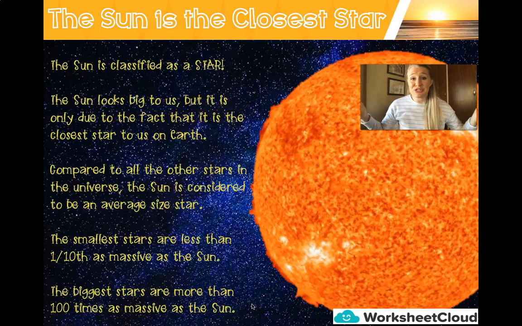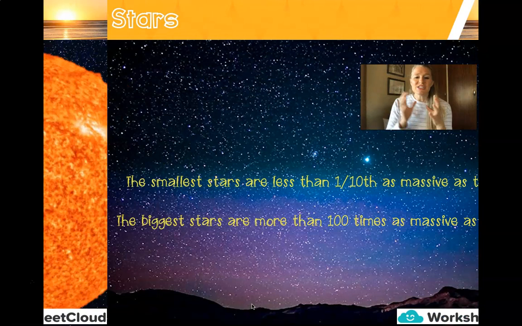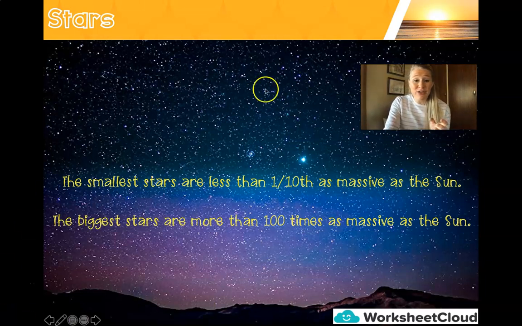So the sun is a star, and all stars can be different sizes. And remember, the point about this particular slide is that the reason we see the sun looking quite big as a star is only because it is the closest star to us on Earth. Right. So just looking again at stars, as I've just mentioned, the smaller stars are less than 1/10 as massive as the sun. So have a look at all this.